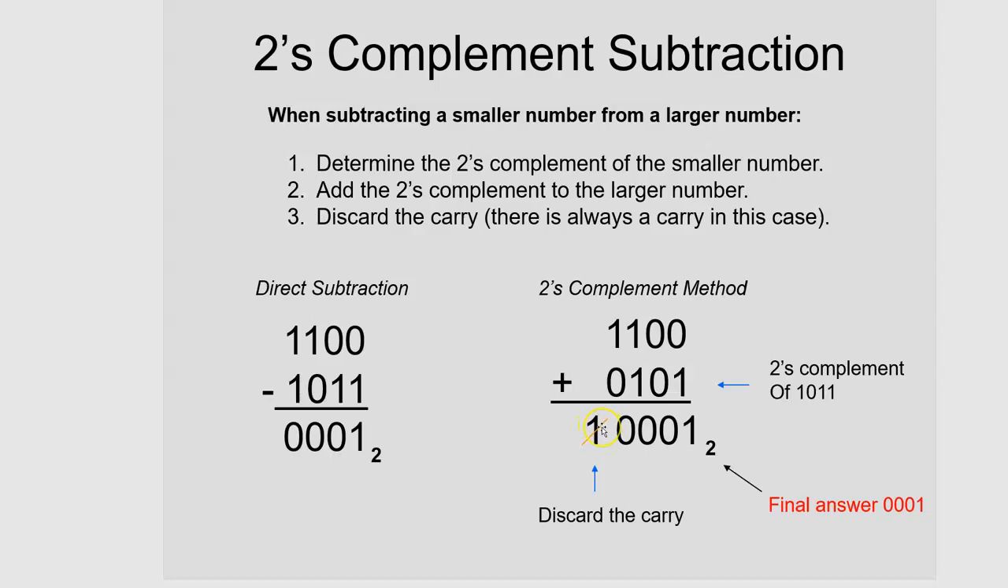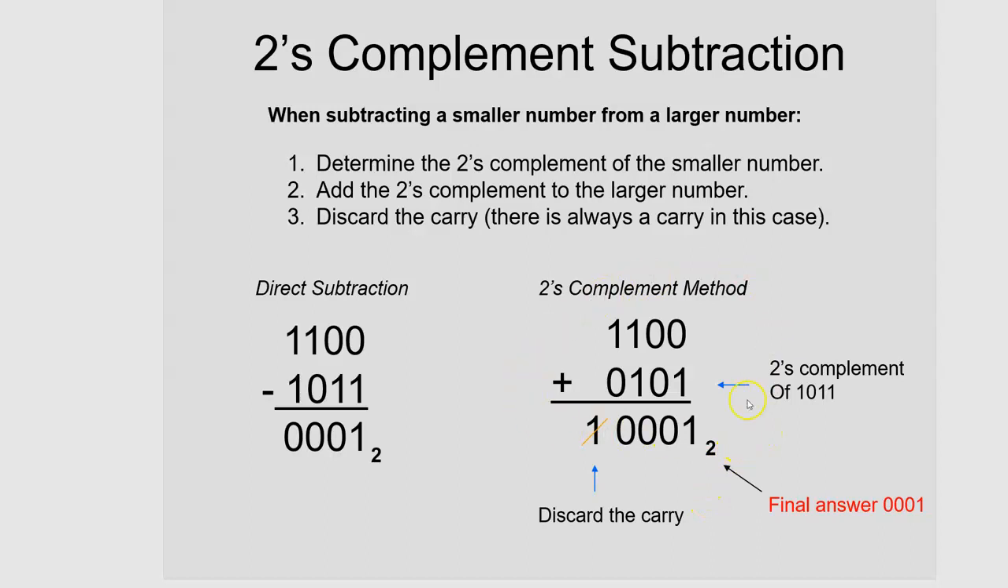Just when you do this twos complement method, you end up with a carry. Throw the carry away, and if you throw the carry away, you'll see that my result here and my result using direct subtraction are exactly the same. So that's earlier in the video when I mentioned that many of these operations can be carried out just with an adder. This is why you can do everything with an adder, because you can actually subtract.